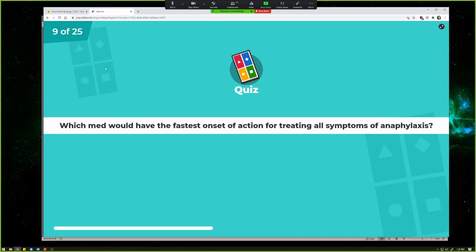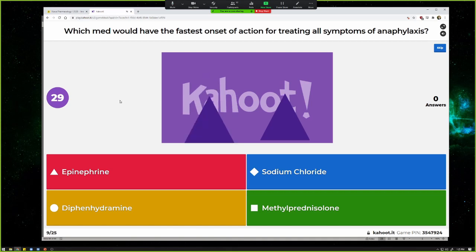So which may have the fastest onset of action for treating all symptoms of anaphylaxis? We gave someone some Rituximab and they're having full-on anaphylaxis. They can't breathe, throat swelling up, they're hypotensive. You give them epinephrine, sodium chloride, diphenhydramine, or methylprednisolone. Now, clinically, are multiple things happening in parallel? Absolutely. But just to think, if you were the only person there and you had to pick the first drug to give that patient, what would you give them?